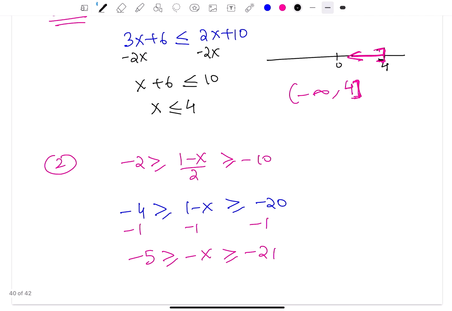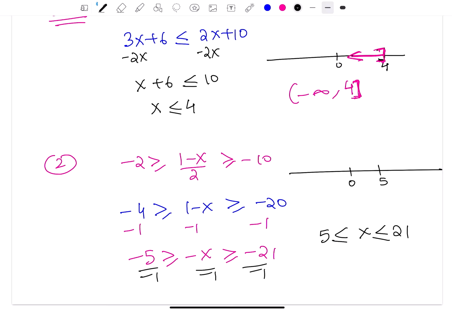Now we would divide everything, all three parts, by negative 1. Remember, when we divide by a negative number, the sign of inequality flips. So it's going to be 5 less than or equal to x less than or equal to 21. In this case, my solution is going to be between 5 and 21, and I'm going to shade inside because this entire region is my solution. And writing the interval notation, both 5 and 21 will get the brackets.